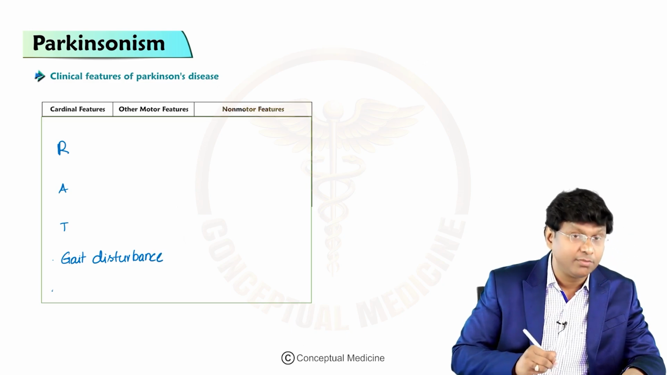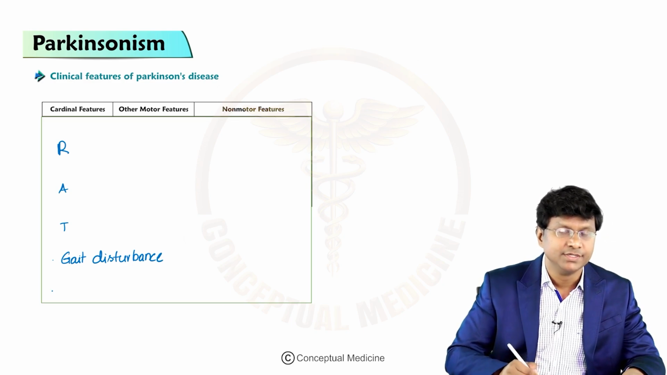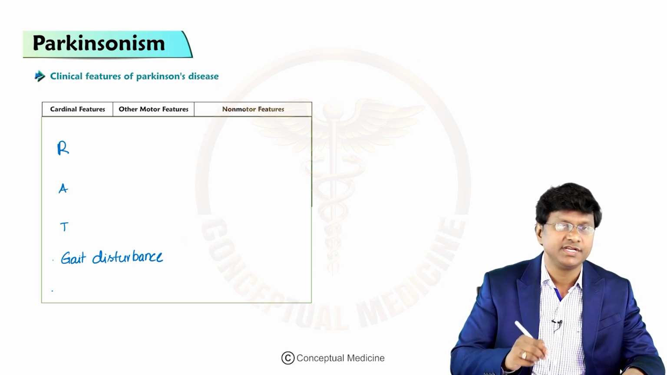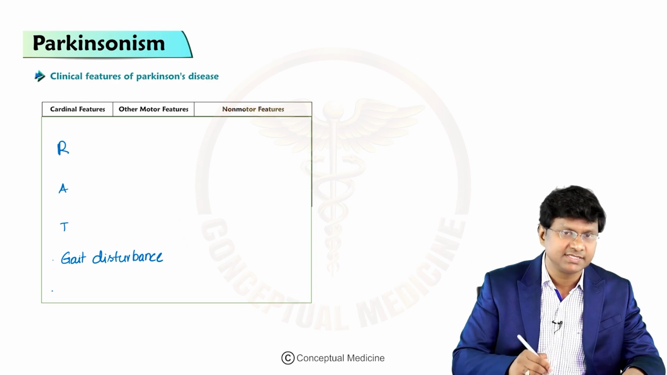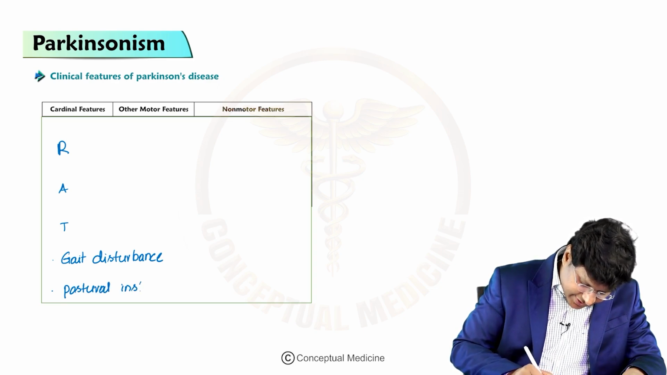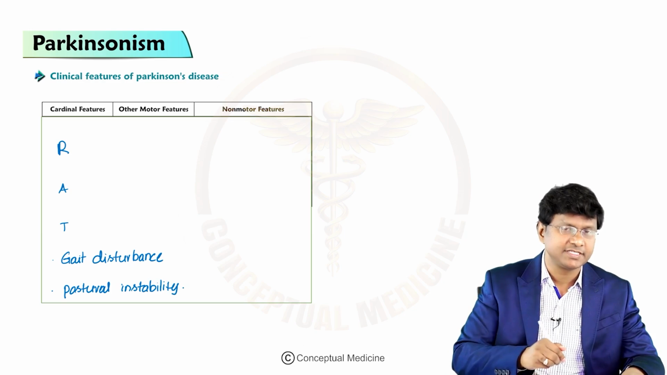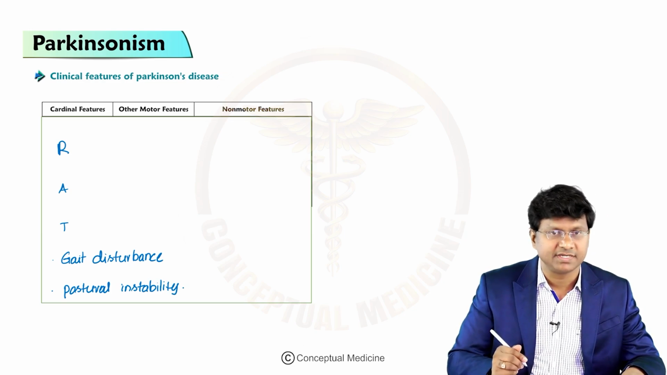Right, what will be the form of gait disturbance in Parkinson's? I will discuss that in detail. So you have what is called the festinate gait in patients with Parkinson's. I'll discuss that in detail. And in these individuals, they also have postural instability. We will discuss that in detail as well.